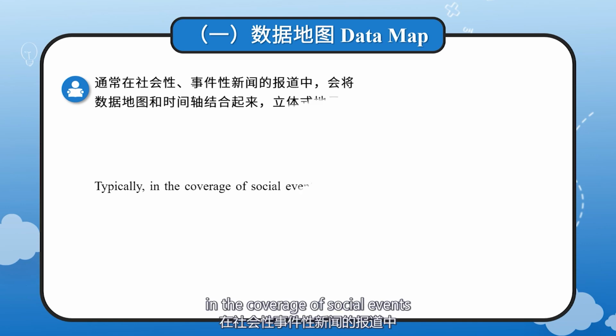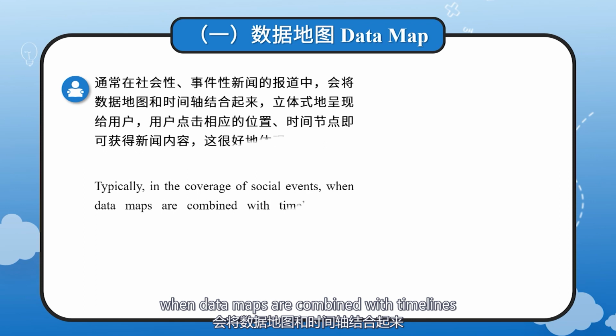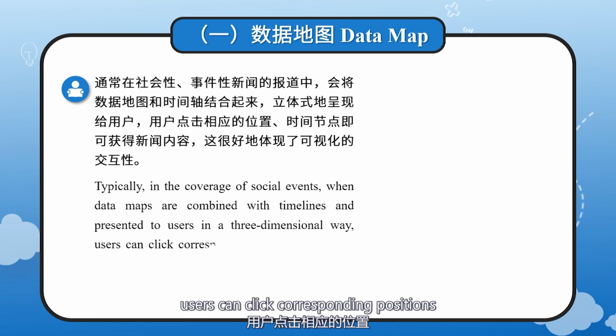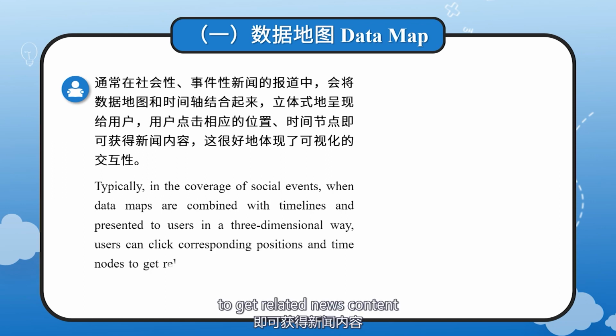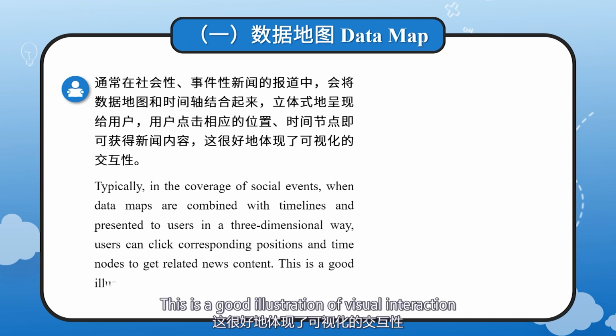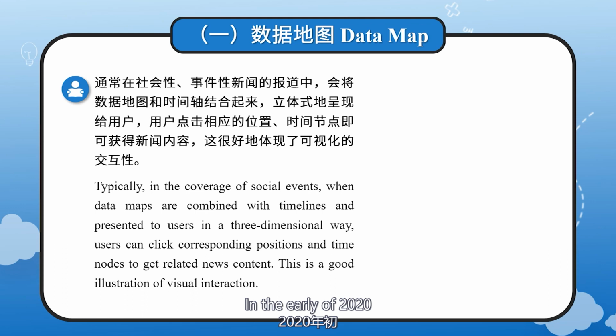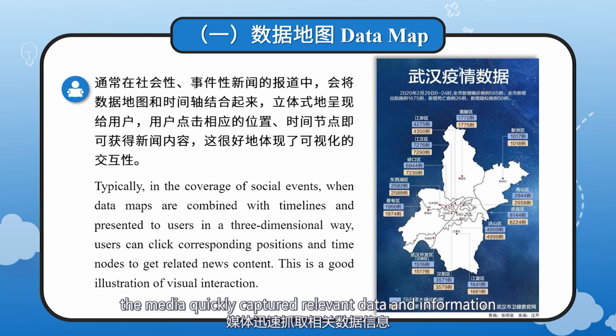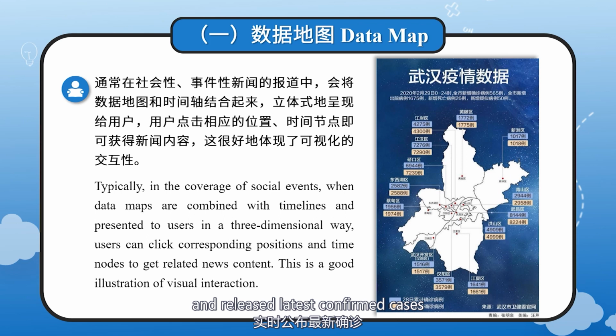Typically, in the coverage of social events, when data maps are combined with timelines and presented to users in a 3-dimensional way, users can click corresponding positions in time nodes to get related news content. This is a good illustration of visual interaction. In the early of 2020, when the COVID-19 pandemic broke out, the media quickly captured relevant data and information and released the latest confirmed cases, suspected cases, and deaths in real time. With concise, clear pictures, media successfully kept audiences informed of the pandemic situation in the first place.